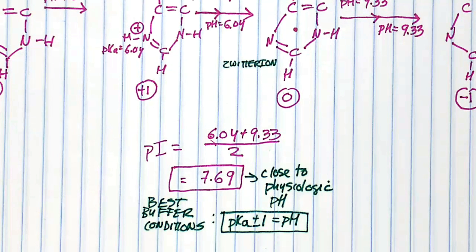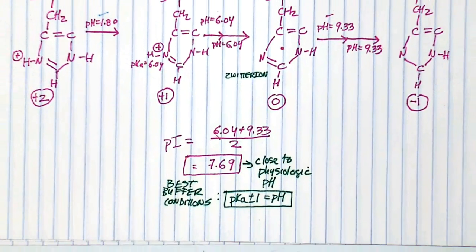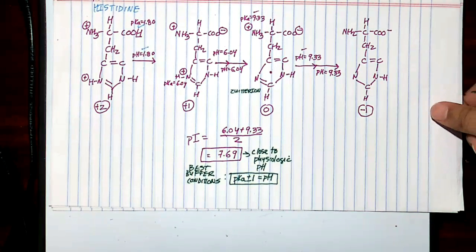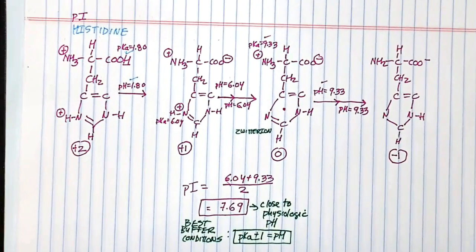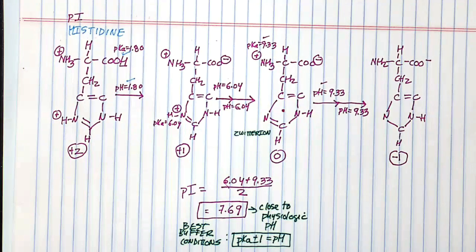Okay? So that's the overall point of why I wanted to go through the pI exercise for histidine. If you have free histidine floating around in the cell, not part of any protein, it can buffer the cell and withstand large shifts in pH, both towards the acidic side and towards the basic side, because its pI matches so closely to physiologic pH. So it has the best buffering capacity.